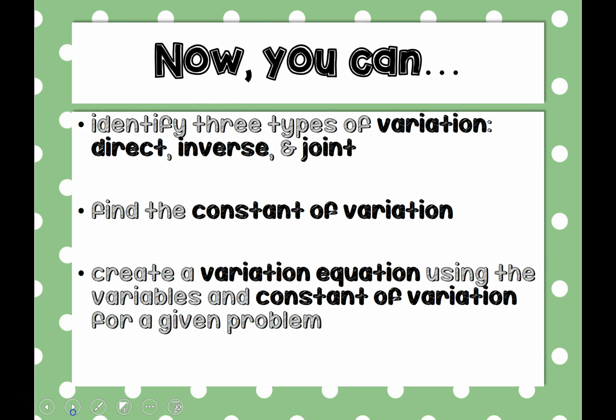In this video, you have learned how to identify the three types of variation: inverse, direct, and joint. You've learned how to find the constant of variation once you've figured out your formula. And then you have created a variation equation using the variables and the constant of variation to then solve for other values. So I'd like for you to go ahead now and try the practice problems.